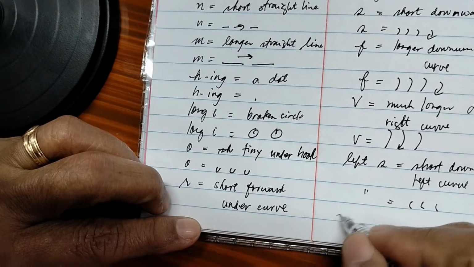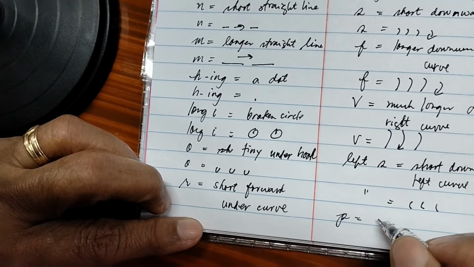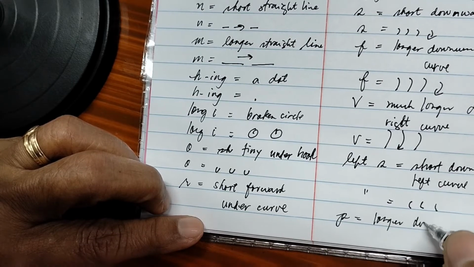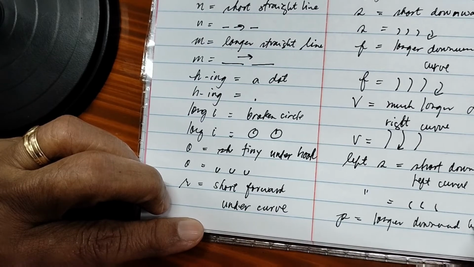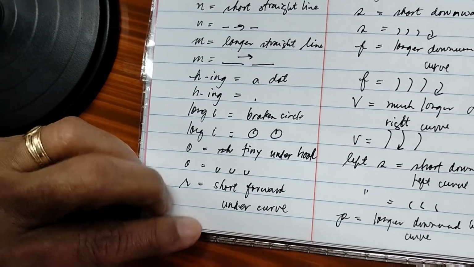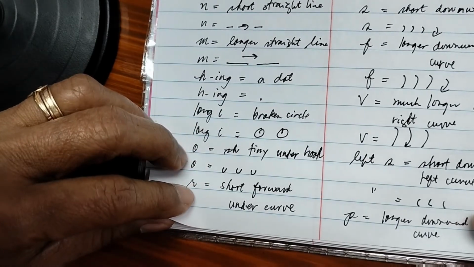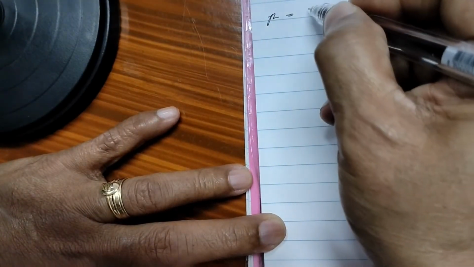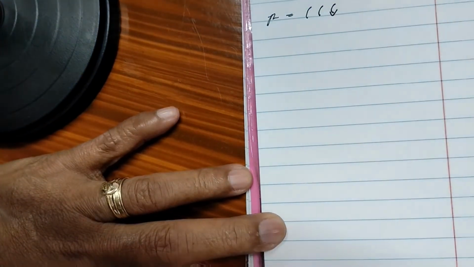Then we have letter P. The sound of P is represented by a longer, of course longer than S, longer downward left curve. Longer than S, that's what we mean here po. What we mean here is longer than the S. So the representation now of letter P is this one. So this is the counterpart of F.